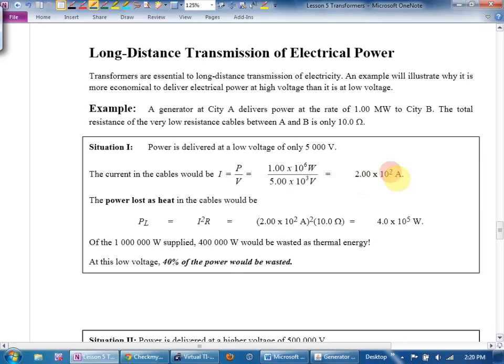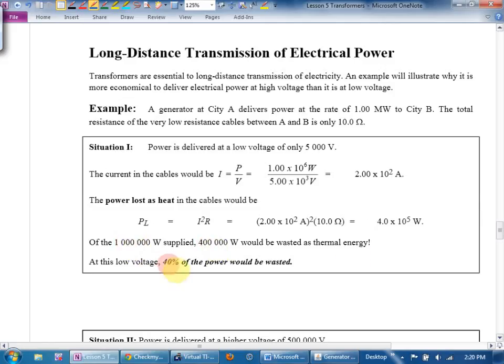Now, in this circuit, it's the wires themselves that are the resistors. So if the wires have a resistance of 10 ohms, the power lost as heat would be I squared R, not VI. That's looking at the very ends. Now we're looking at the actual resistor. We don't know the voltage drop in the resistor. We know the current going through the resistor, and we know the resistance. And we find that we would lose that much to heat. Of 1 million watts, 400,000 watts would go to thermal energy. We'd lose 40%.